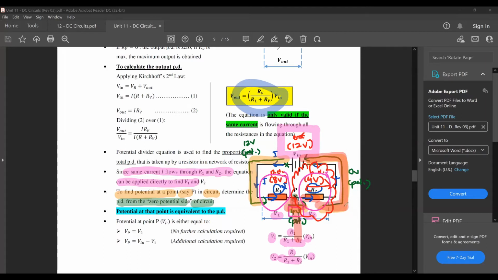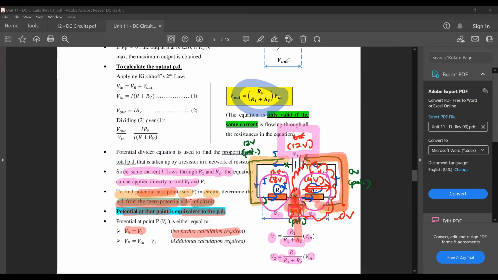Because if this is 0, to find the potential here, you just need to know the PD across here. It will just be 0 plus 4 volts giving you potential 4 volts. That's what this statement here means. When you want to find potential at a point, just find the PD from the 0 potential side of the circuit. The potential at that point is equal to the PD at that point itself, which is this one. No further calculation is required.